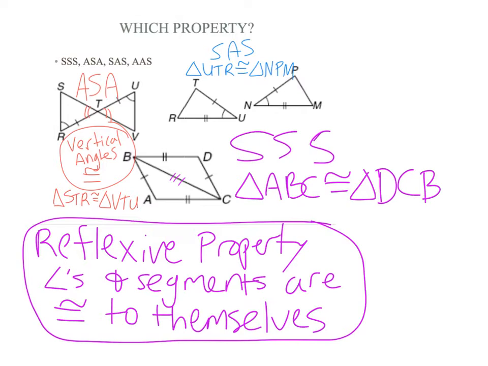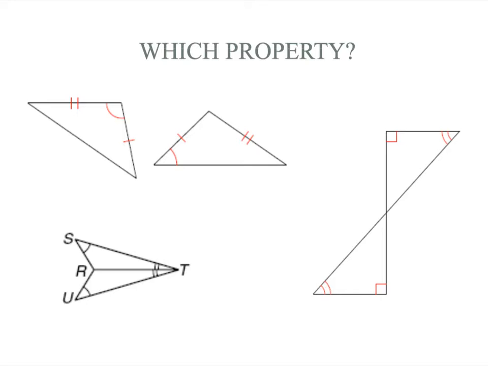And then also maybe can you get a couple other extra little things in there, right? Vertical angles are congruent, or reflexive property, which means that any angle is congruent to itself or any segment is congruent to itself. All right, a little more practice with figuring out which property.